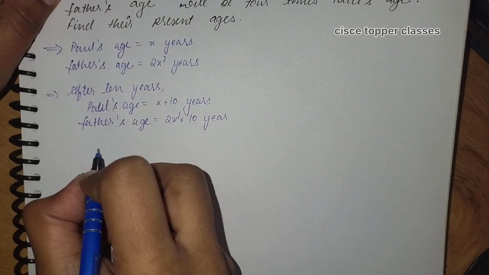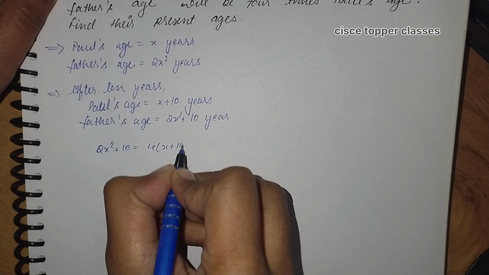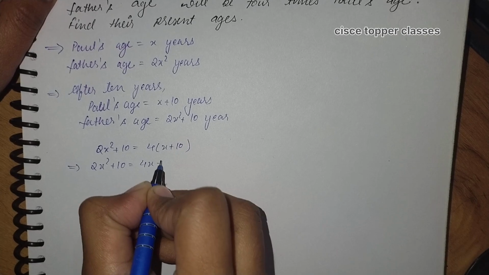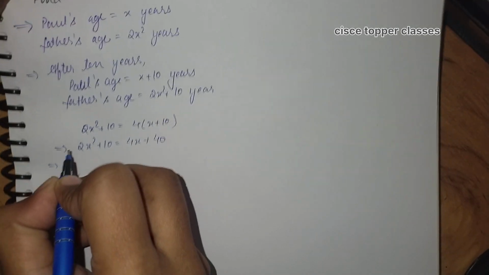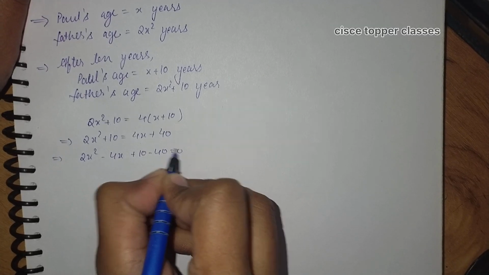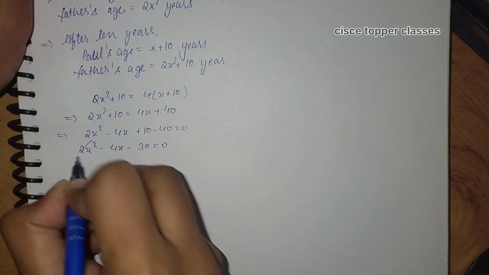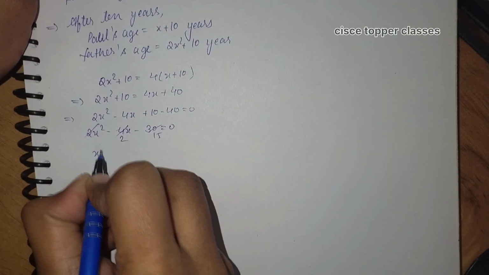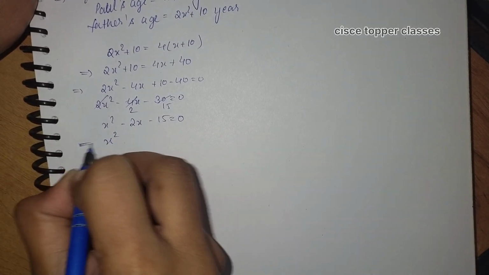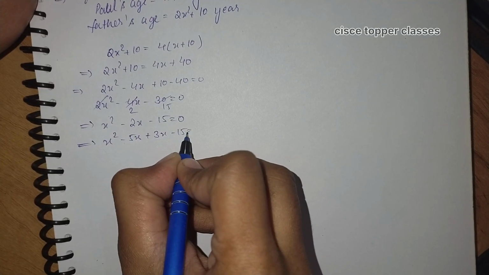So it will become 2x square plus 10 is 4 times Paul's age, so 4 times x plus 10 here. On multiplying it will become 2x square plus 10 equal to 4x plus 40. On solving it will become 2x square minus 4x plus 10 minus 40 equal to 0, as 2x square minus 4x minus 30 equal to 0. This will be cancelled out by 2 and here we will get x square minus 2x minus 15 equal to 0. So x square on factorizing we will get x square minus 5x plus 3x minus 15 equal to 0.